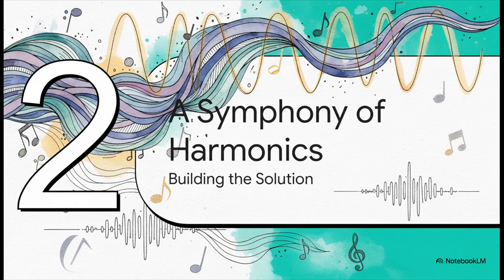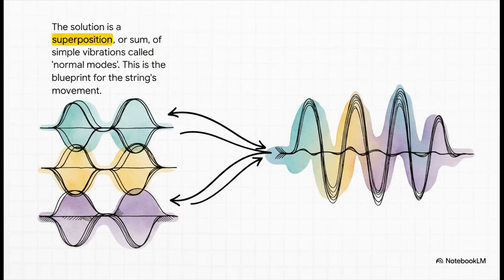Okay, so we've got our equation and we've got our rules. Now for the really amazing part, the solution. It turns out that any super complex vibration a string makes is actually just a bunch of simpler, purer vibrations all added together. Seriously, it's like a symphony being built from individual simple notes. And this brings us to this mind-bendingly cool idea called superposition. What it means is we can take a whole set of these really simple, clean wave shapes, called normal modes or harmonics, and add them together in the right amounts to create literally any complex motion we want. It's the blueprint for how the string moves.